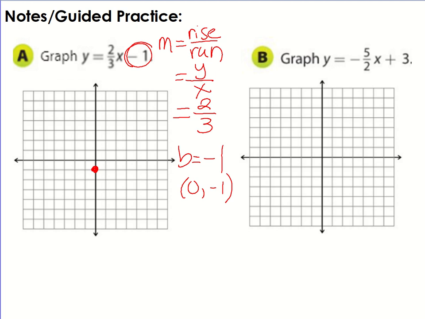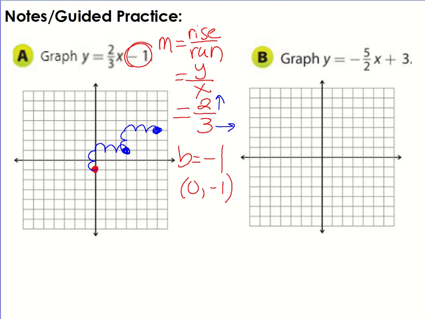Now from here, I'm going to now use my slope. So my slope is my rise and my run. So since this is a +2, that means I'm going to go up. And since this is a +3, that means I'm going to go to the right. And so what I'm going to do is I'm going to go back to my y-intercept, and I'm going to go up 1, 2. I'm going to go right 1, 2, 3. And I'm going to put a point. And I'm going to do it again. 1, 2, 1, 2, 3, because I can fit the point.